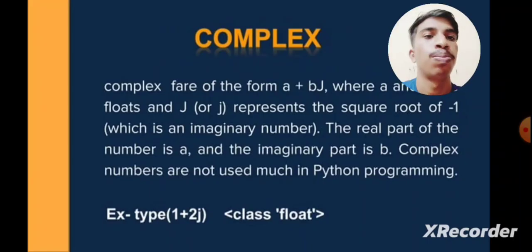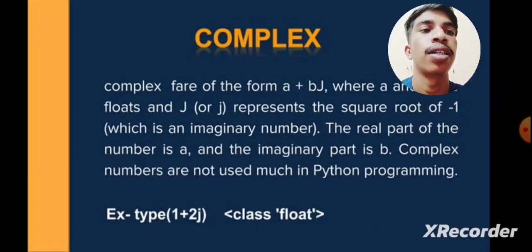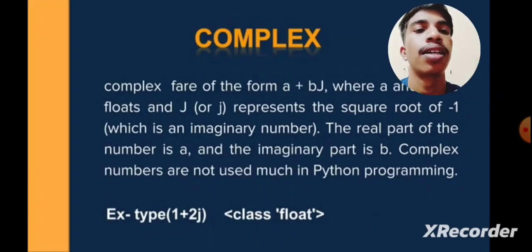Third one, complex. A complex number is a pair of the form a plus bj, where a and b are floats and j or J represents the square root of -1, which is an imaginary number. The real part of the number is a and the imaginary part is b. Complex numbers are not used much in Python programming. Example: type(1+2j) gives class complex.